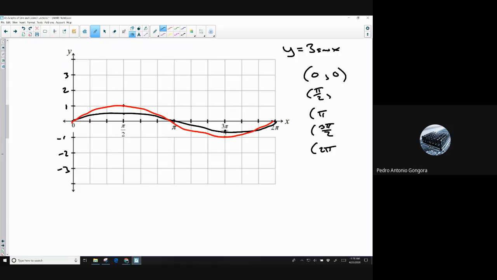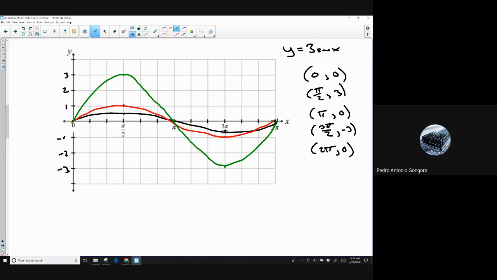The only difference is now the max, instead of going, if you plug pi over 2 into sine x, you get 1, and you just multiply by 3. So you can plug this in as well, but the max is always the amplitude or the midline plus the amplitude. So you can see that this function, right, now has been stretched by a factor of 3 and now is much taller.